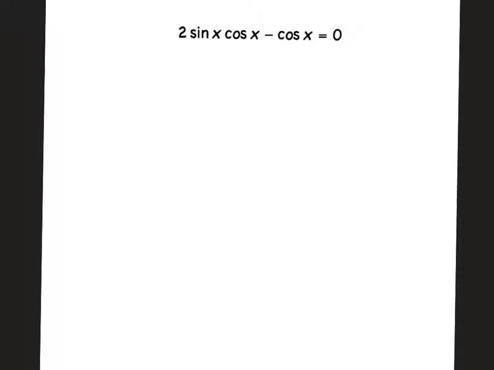When I look at this problem, I notice I've got two terms, and both of the terms have a cosine x. So what you might want to consider doing is factoring. There's going to be a lot of problems where factoring will be a good idea. In this case, we can factor out that common term of cosine x, and then we'll be left with 2 sine x minus 1 equals 0. Now when you factor and it's set equal to 0, we can set each of the factors equal to 0 and solve.